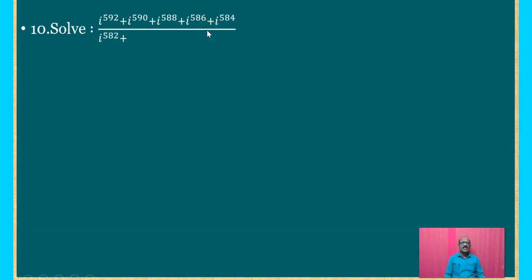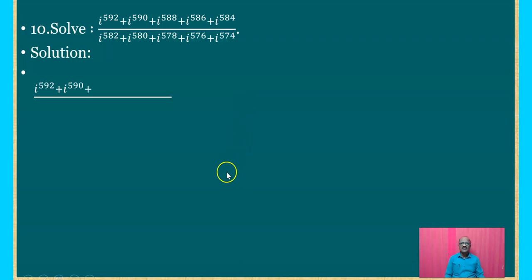Next is question number 10. Solve i^592 + i^590 + i^588 + i^586 + i^584 upon i^582 + i^580 + i^578 + i^576 + i^574. Find the value. It's very simple. Again, we'll write this example here.